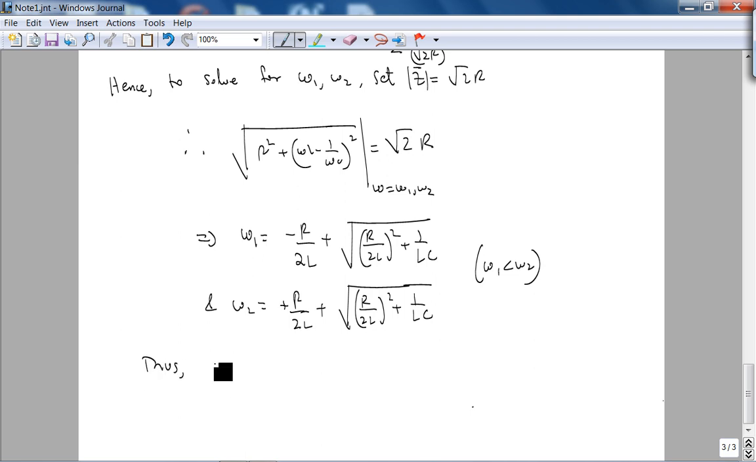Thus, our resonance frequency, omega naught, you can easily show, this is the geometric mean of the two half-power frequencies. And it's very easy to do because this is A minus B times A plus B, which is A squared minus B squared. So the R over 2L, the whole squared, will definitely cancel. You'll get 1 over square root of LC. And it's also easy to determine.